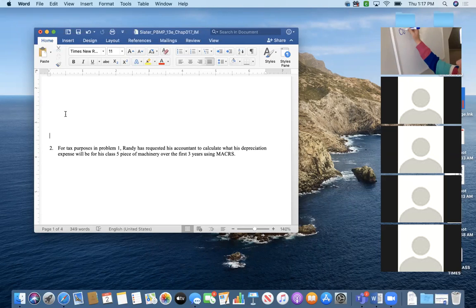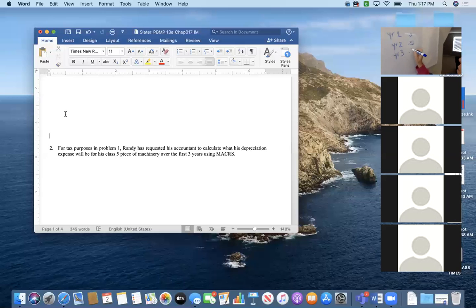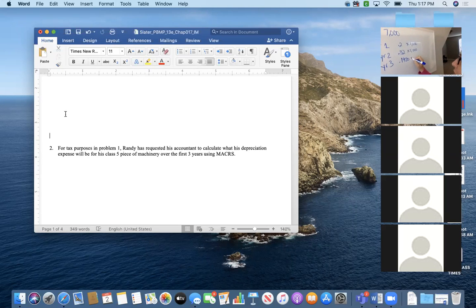So our cost is $7,000. And we're talking about year one, year two, and year three. When you look at the tables, it says 0.2, 0.32, and 0.192 are the depreciation numbers that you're going to use. So multiply it times the cost each year. Again, with MACRS, we're not concerned with residual value. With MACRS, the asset ends up getting depreciated down to 0. This is tax depreciation, so we're depreciating it down to 0.